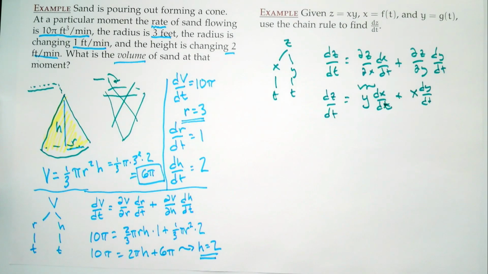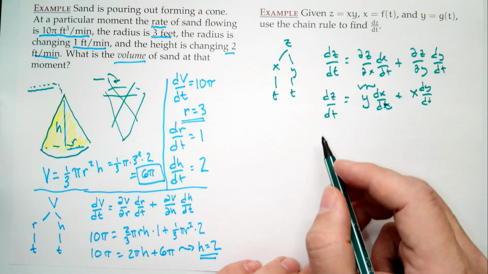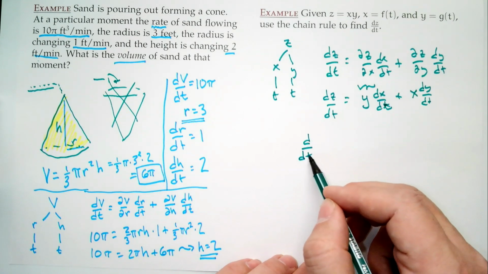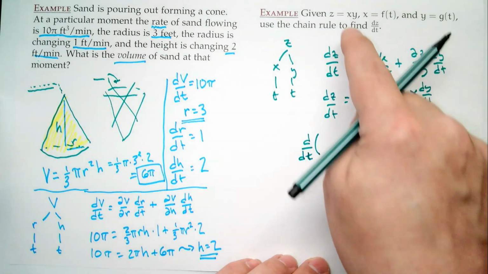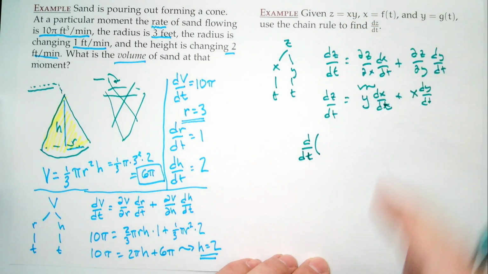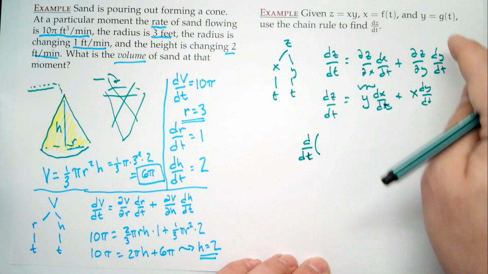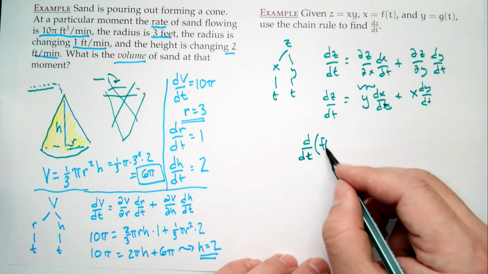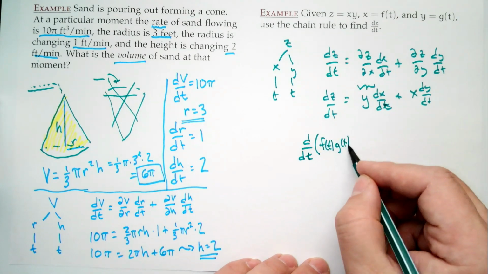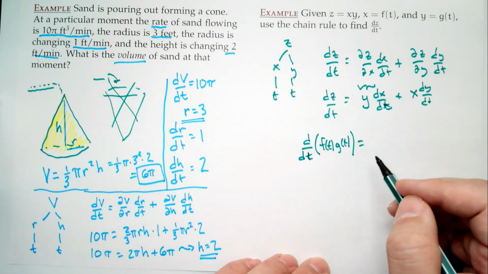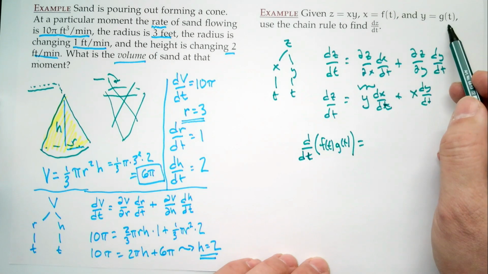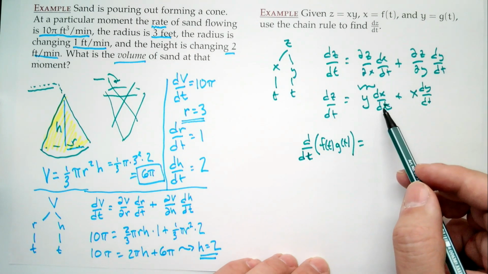But let's actually see what this says. So let's talk about z. z is x times y. x is f of t. y is g of t. So z is f of t times g of t. What is y? Well, y is g of t. What is dx/dt?